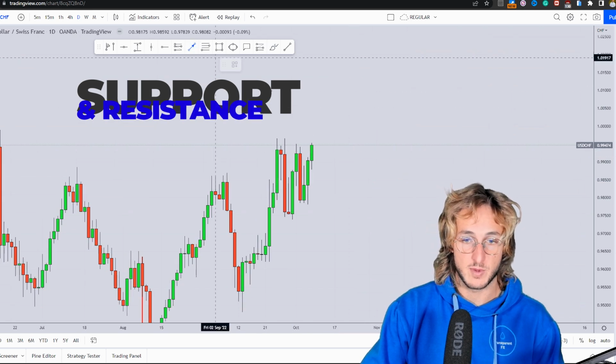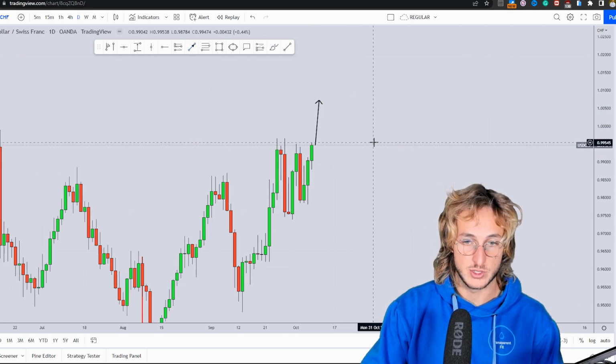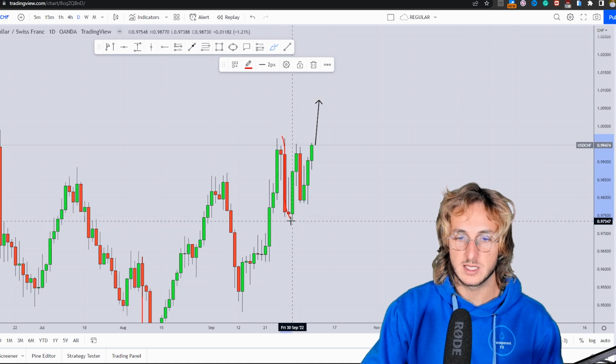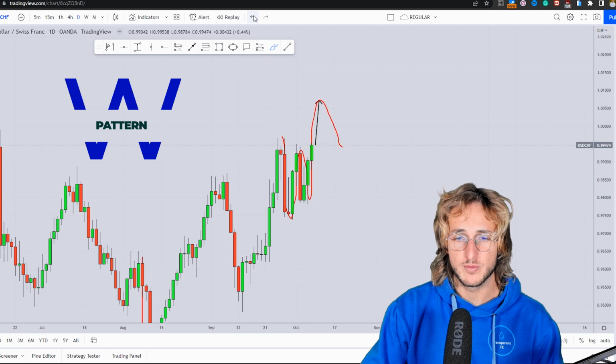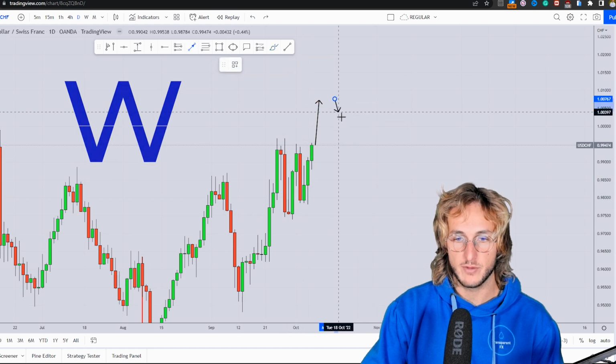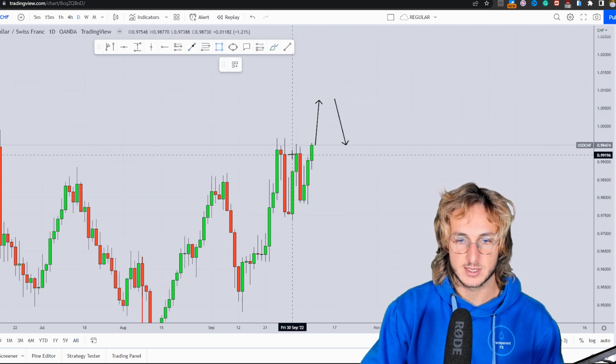So if the market from here actually creates a rejection higher, at that point, we would basically have the creation of this W, from which we could then expect a move back down and completion of the pattern at the neckline, which in this case would be this previous resistance turned support.